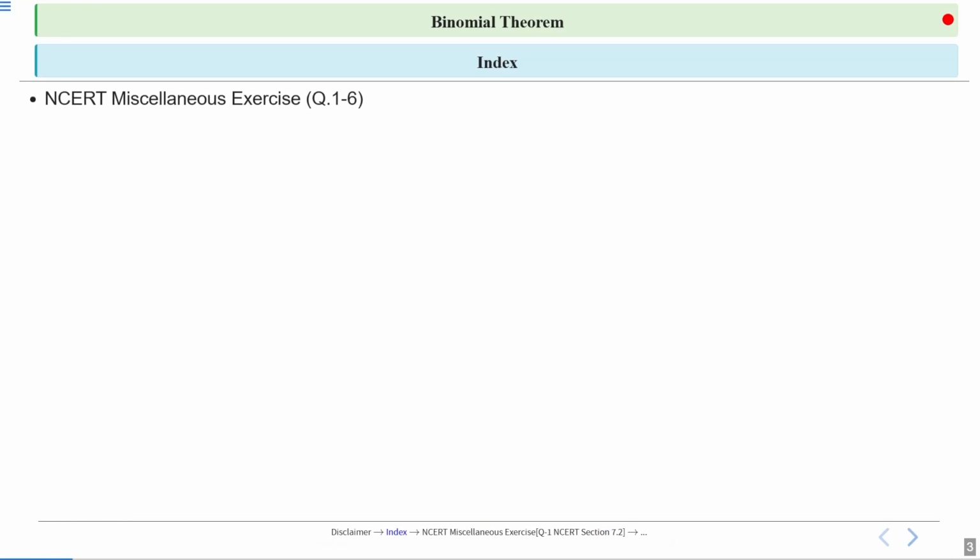So we will cover in this lecture NCERT miscellaneous exercise question number 1 to 6. So let's get started.